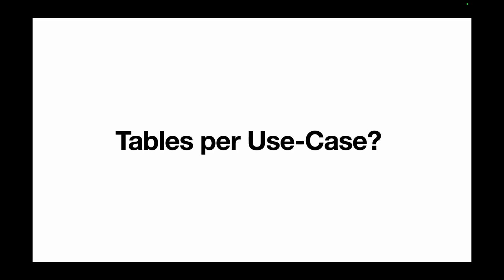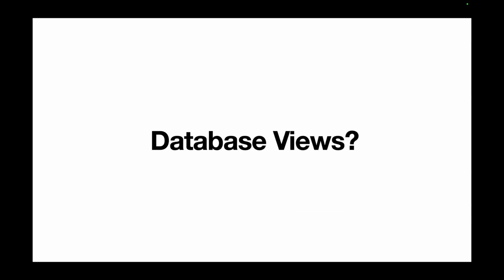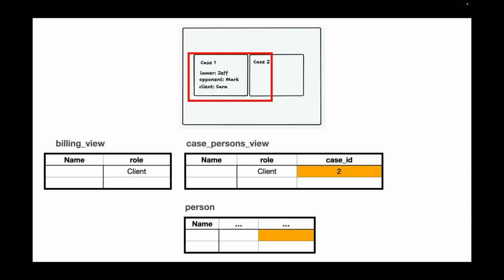Or could we just define a few tables per use case? So for example, if we have a person details page, we could have a person details table. The problem is now we need to synchronize all these use case specific tables. How do we do that? Couldn't we just define database views for that? Well, we could have different views on our persons table. The problem is all these views are coupled to our persons table, and this limits us in the way we can evolve our database schema. We cannot freely change our table because all these views depend on our schema.